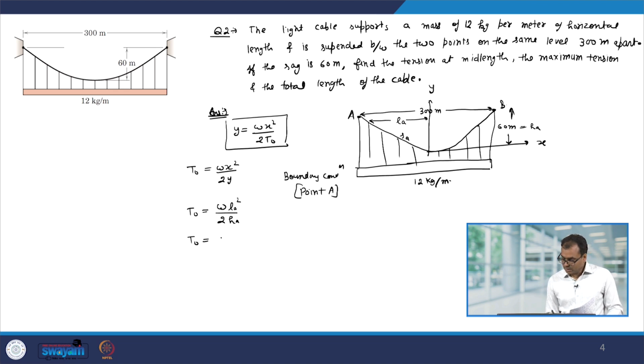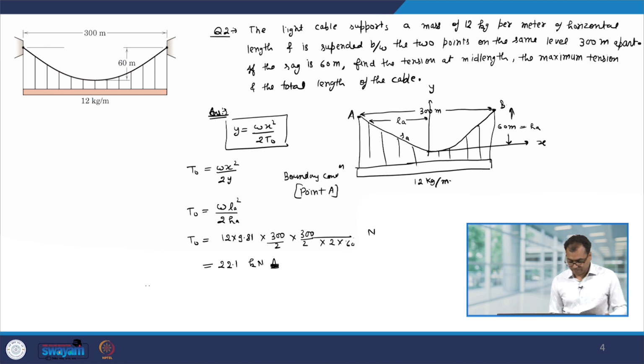So, T naught will be W, which is 12 into 9.81, into LA, which is 300 divided by 2. So, it will be 150, but let me just write down 300 divided by 2 into 300 divided by 2 into 2 HA, where 2 into HA is 60 meter. So, that much Newton, and you can simplify it, it comes out to be 22.1 kilonewton.